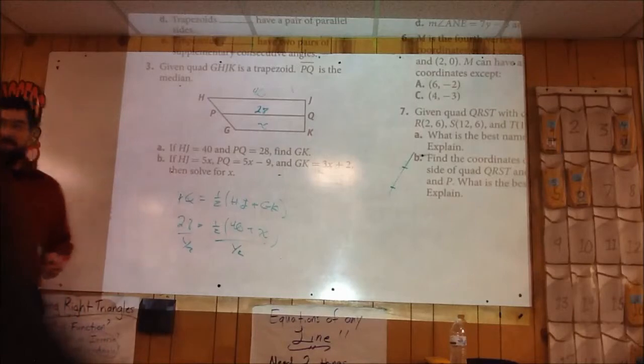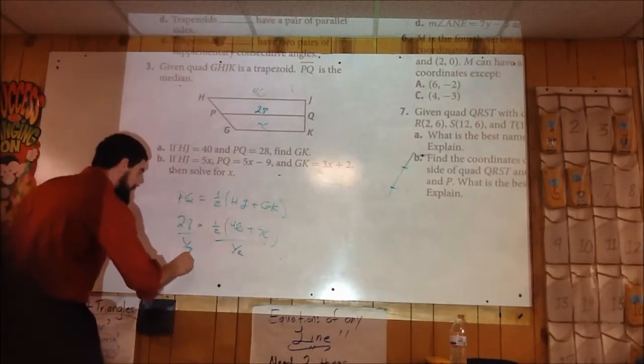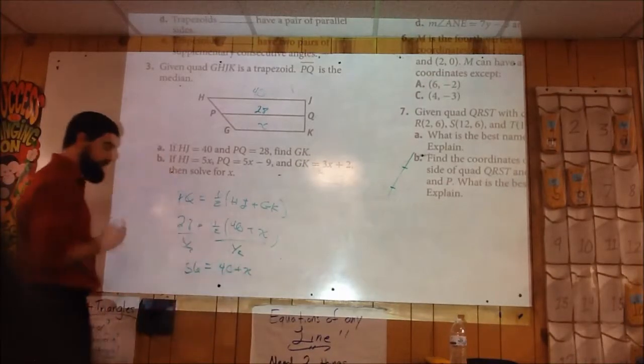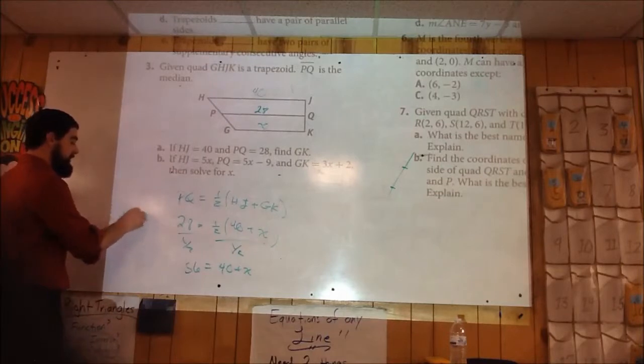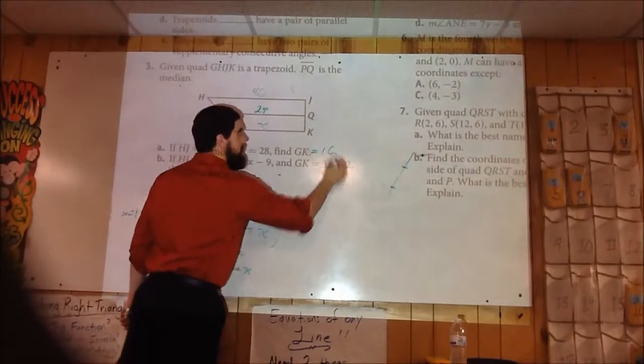Dividing by 1/2 is the same thing as multiplying by 2. So on the left-hand side, I'm going to get that this is 56 equals 40 plus x. Subtract 40 from both sides, and x is 16. That is, x was representing the length of GK.